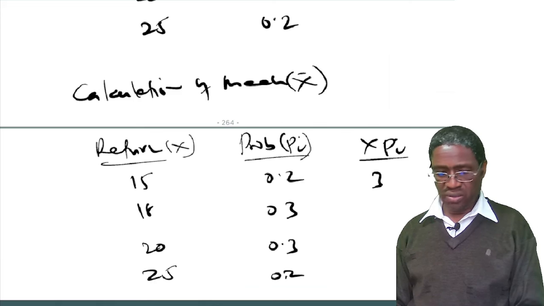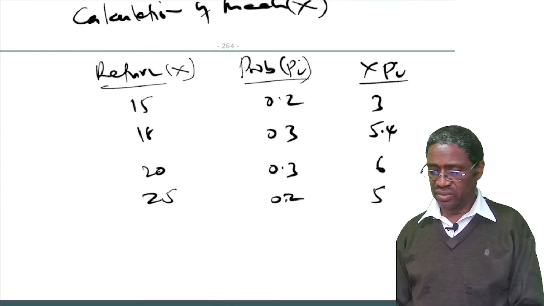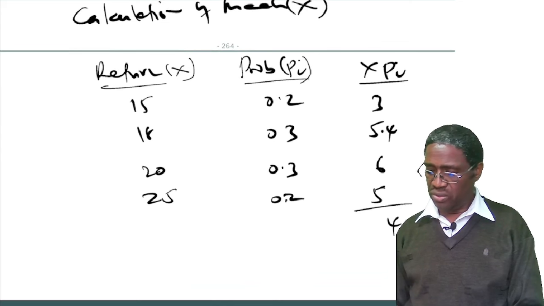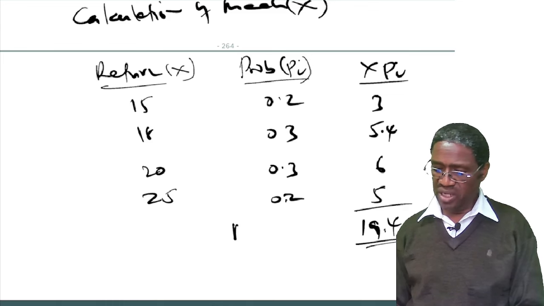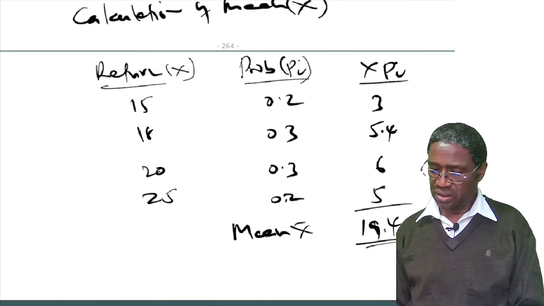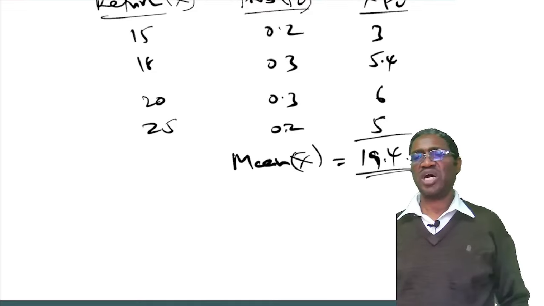This is 5.4. This is 6. And this is 5. This gives me 4 points. This is 8, 14, 19. That's our mean, X bar. Now we know the mean.